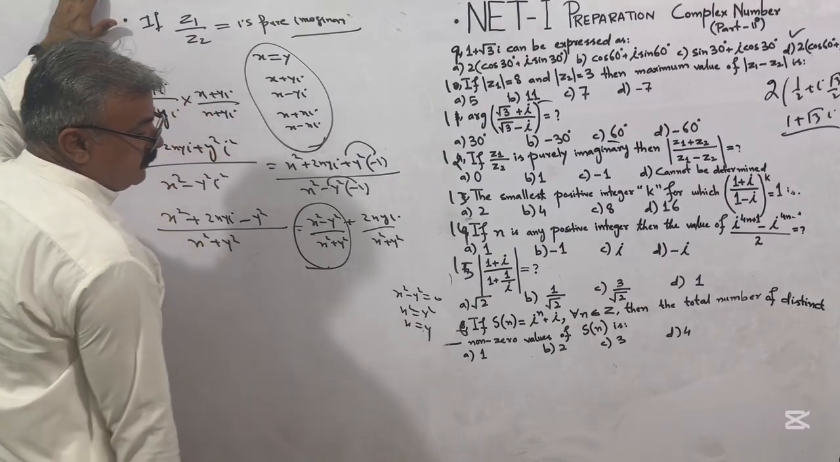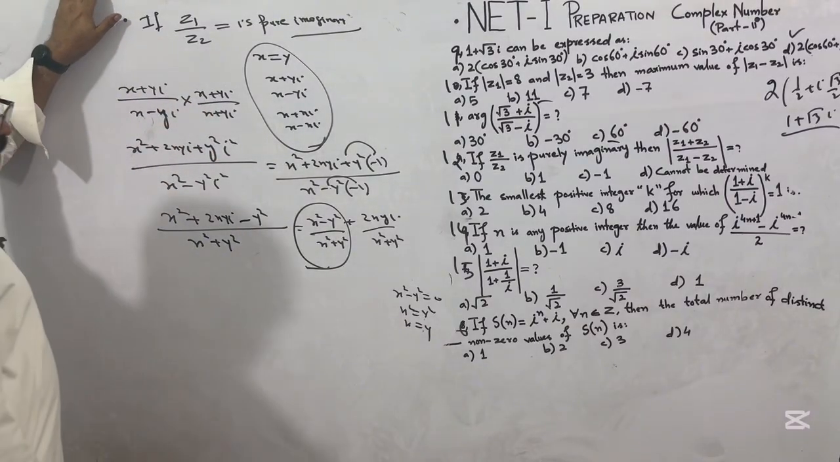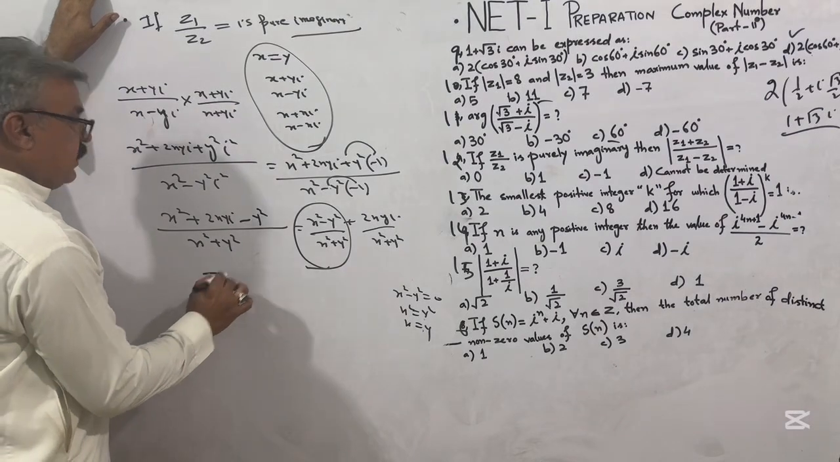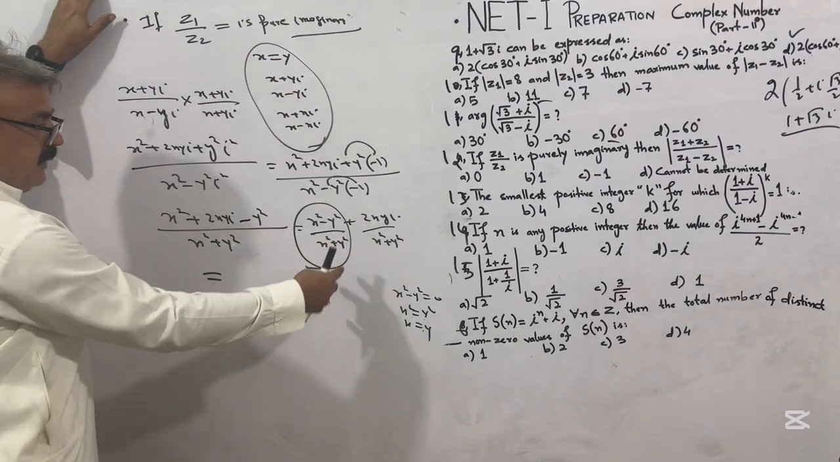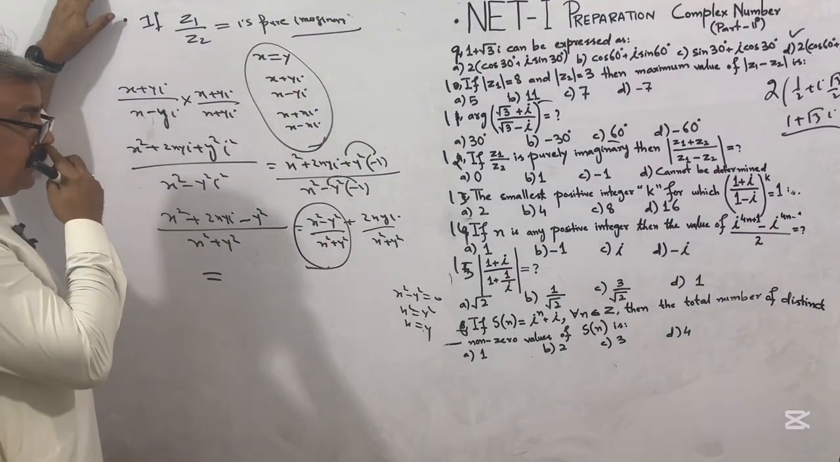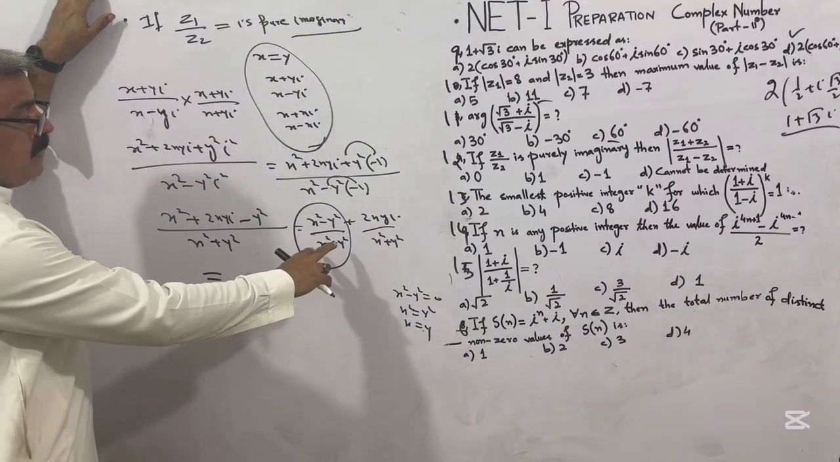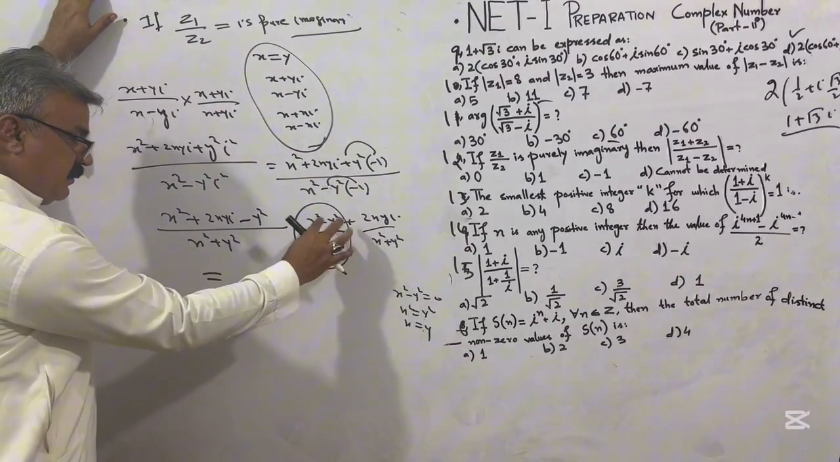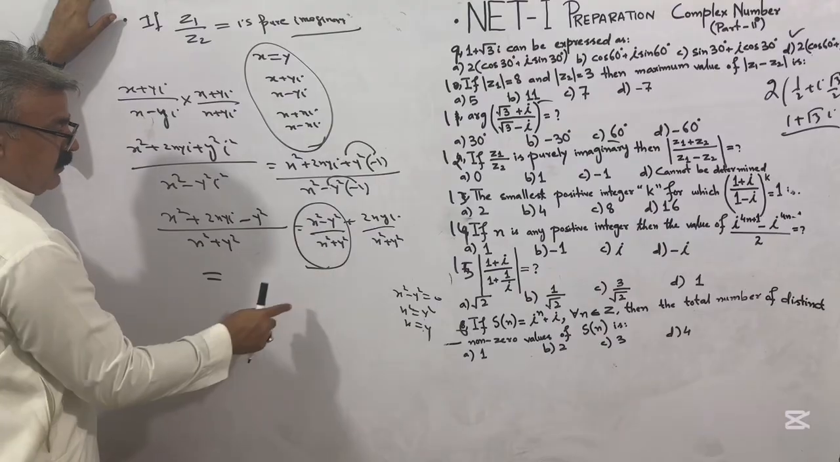This implies that x is equal to y. x is equal to y is the required condition that I have just mentioned and proved. We have tallied as well. If x is equal to y, then it results in a pure imaginary number. Let's see and find out. Put x is equal to y, or y is equal to x.